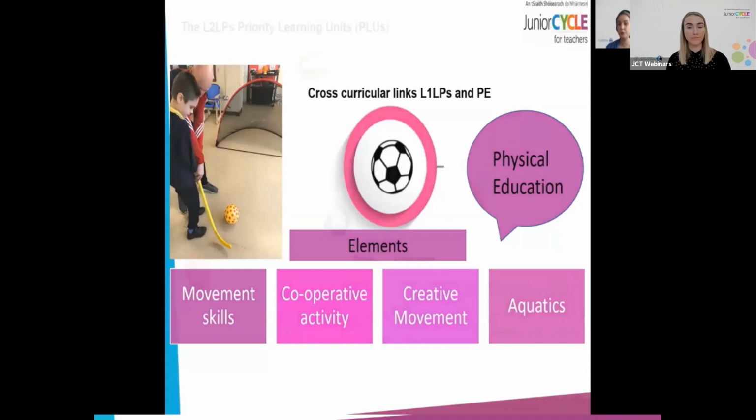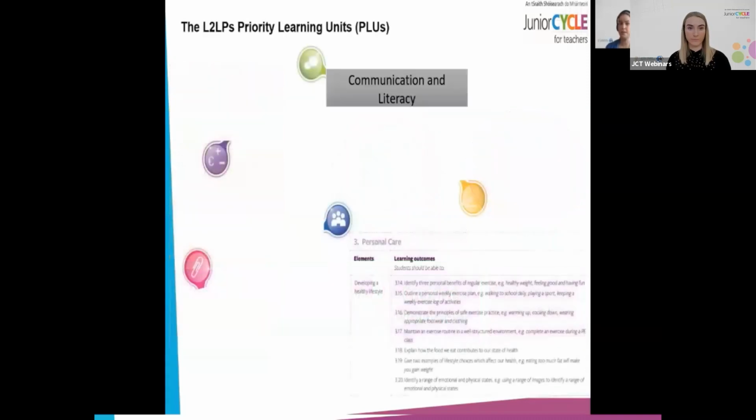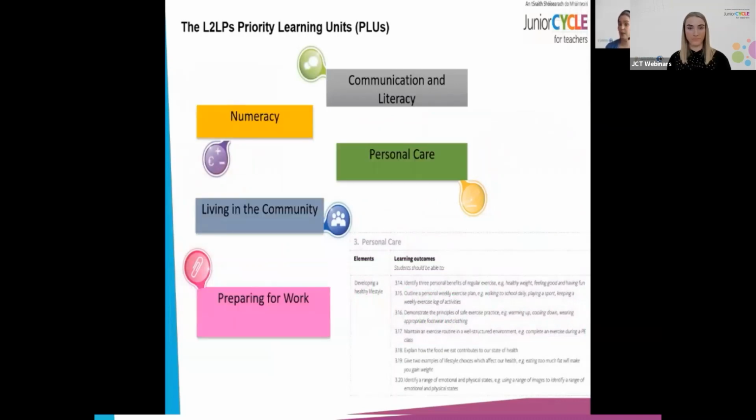The level 2 learning program then, as I said, is made up of 5 PLUs: communicating and literacy, numeracy, personal care, living in the community, and preparing for work. So as I've said, you can see there it doesn't have a PE specific PLU, but the PE is incorporated into numerous different PLUs. It's particularly obvious its correlation with the personal care.